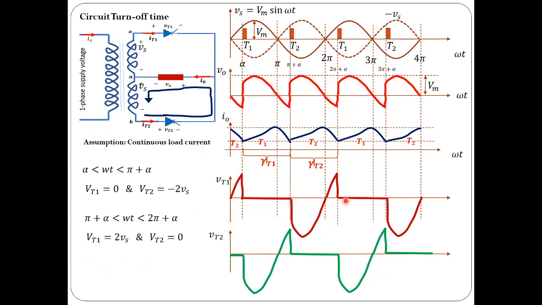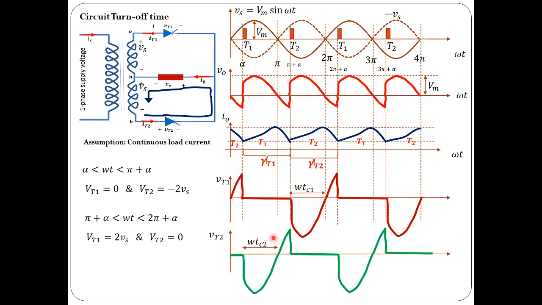Similarly for thyristor 2, you can see that it is reverse biased at this moment. At omega t equal to 2 pi plus alpha, the second thyristor is reverse biased and the first thyristor is again forward biased. At this moment the current through thyristor 2 becomes 0 and the voltage across it is applied in the reverse way. This reverse voltage would appear across thyristor 2 during this period. That is indicated this way. Of course, the same thing is shown here.